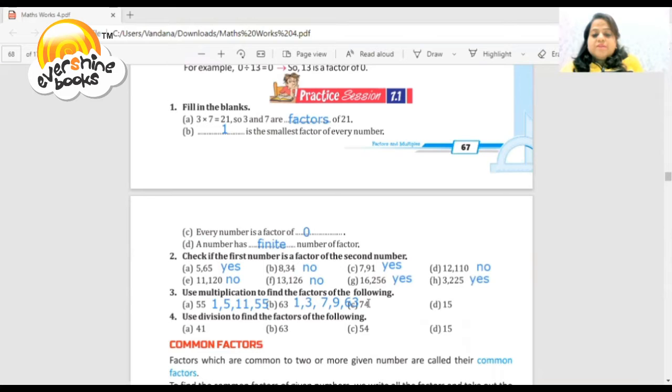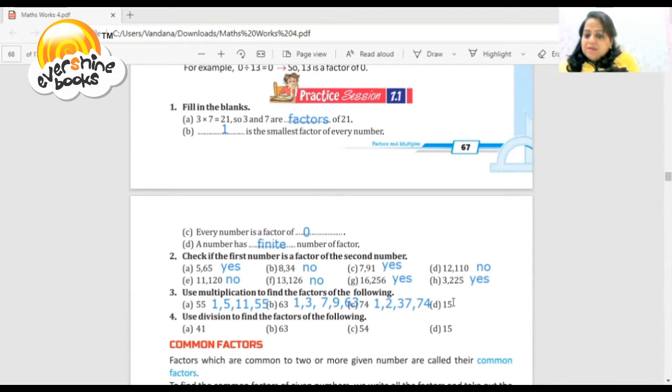Okay. Now 74. 1 is a factor of every number. Then 2, because 74 is fully divisible by 2. And then 37, right? 37 is a factor of 74. And at the end, you have to write 74. These are all the factors of 74.